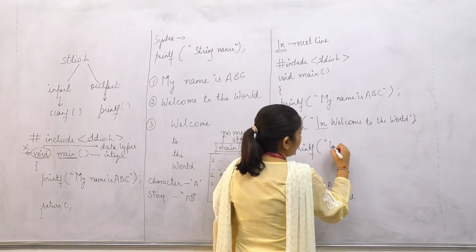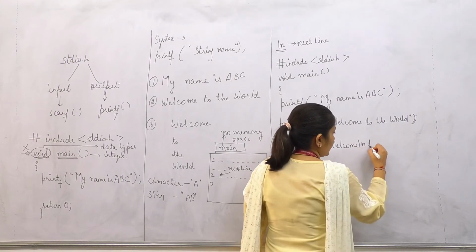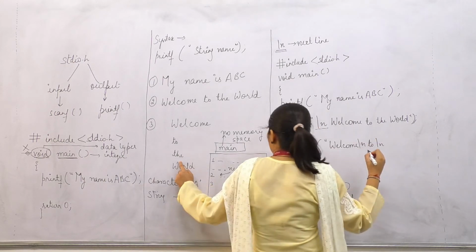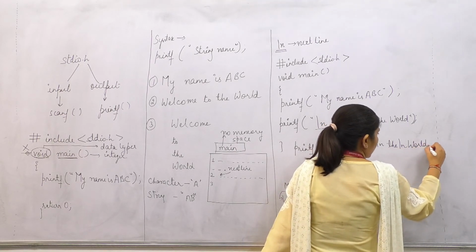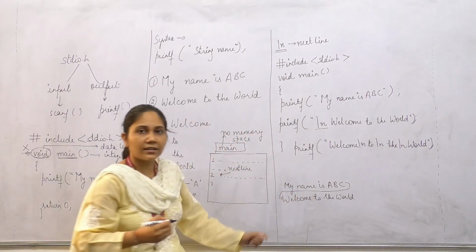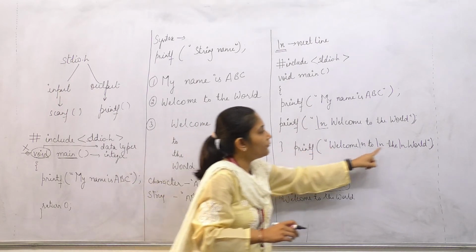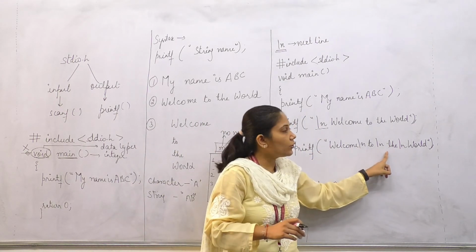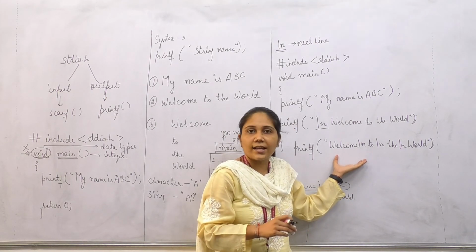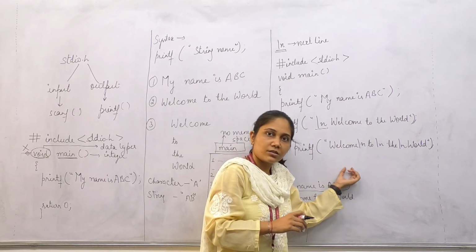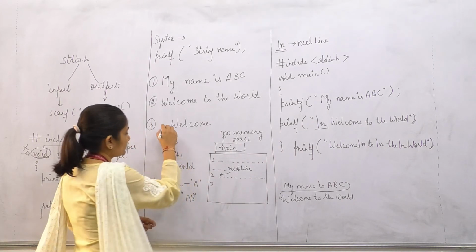Would it be possible to write it like this? Welcome. In the next line I will use 2, so \n 2, then \n the, and then \n world. Don't you think it will work the same? Because if I write it with 4 printf commands, I again have to give 3 \n commands. If in the same printf statement I write it like this, it will show welcome, then next line 2, then next line the, then next line world. So it will come like this.